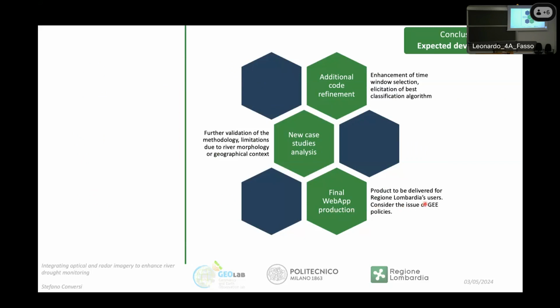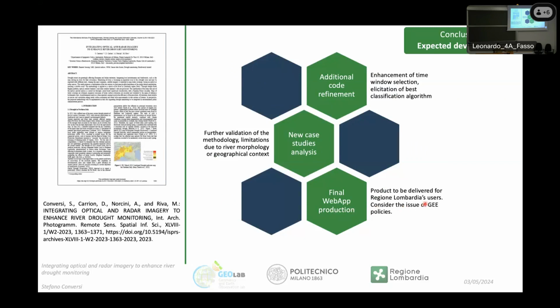And then we want to produce the final web app. The first part of the work that I presented was published and presented at the Geospatial Week in Cairo last September, and then the advancement with the automation has been submitted to another conference this year, so we hope to have that one published as soon as possible.